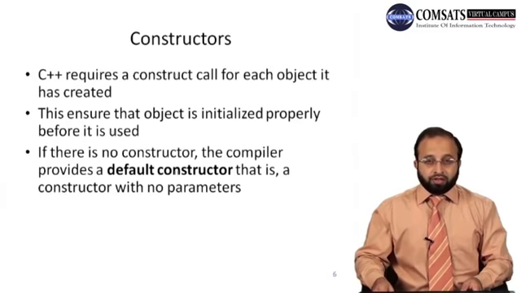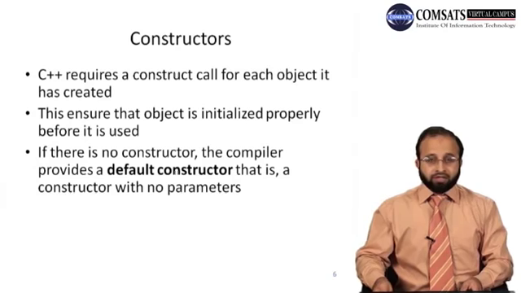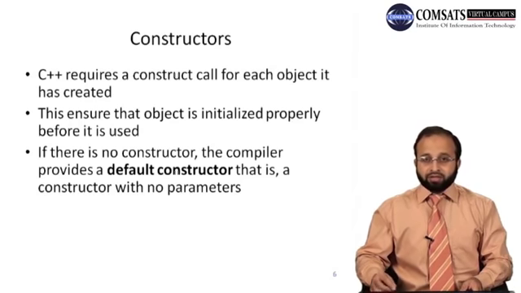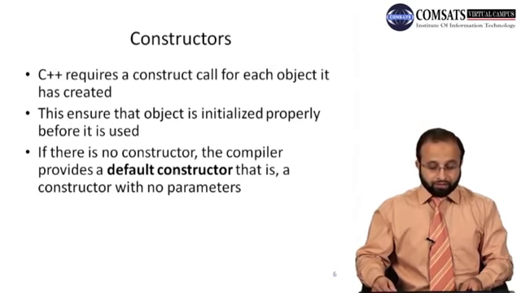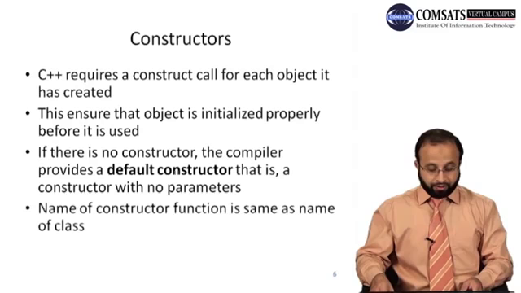You make sure of this by having a constructor in the class definition and initializing the private data members of that object within this constructor, so that whenever a new object of that class is created, the constructor is called and the private data members of that object are initialized with some values. If there is no constructor, the compiler provides a default constructor, that is a constructor with no parameters. The name of the constructor function is the same as the name of the class.